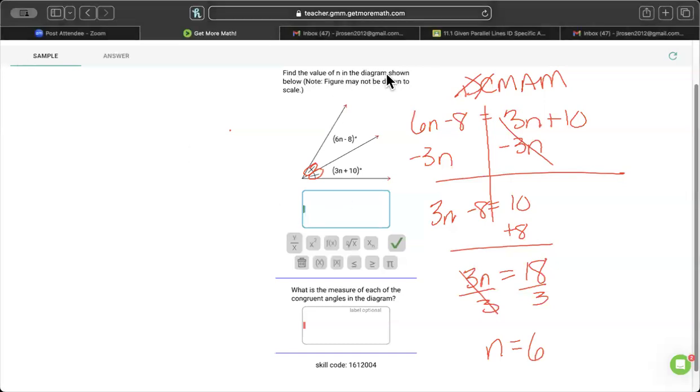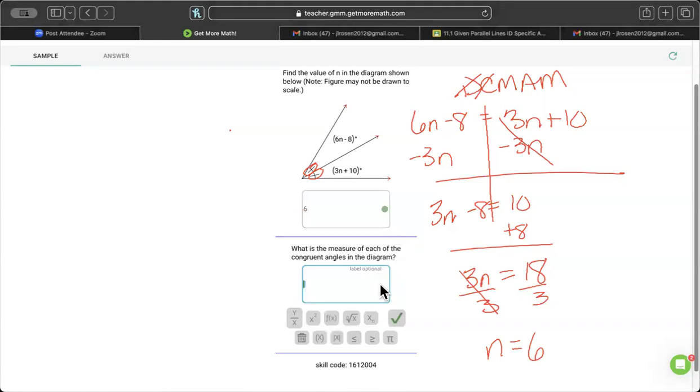So again, this one, let's read the question again. It wants the value of n. So n is 6. Check it. It won't let you move on if you don't. And then it says, what is the measure of each congruent angle? So again, there's that word congruent meaning equal. So I'm just going to substitute this in. 3 times 6 plus 10. Well, 3 times 6 is 18. Plus 10 gets me 28. And again, you can substitute in here if you want. So 6 times 6 is 36.